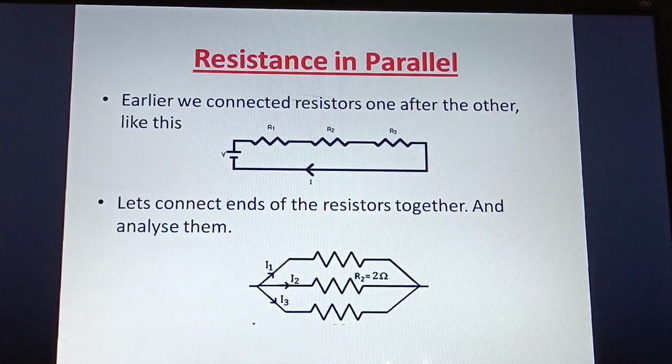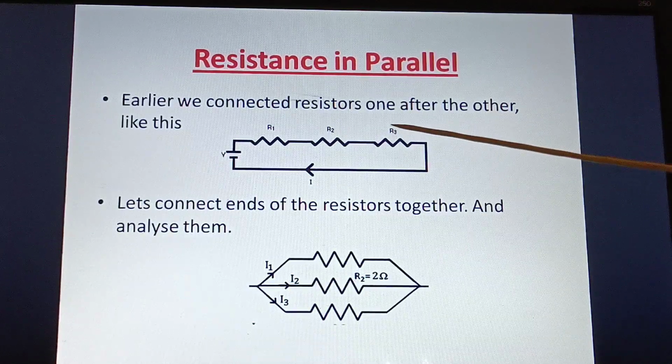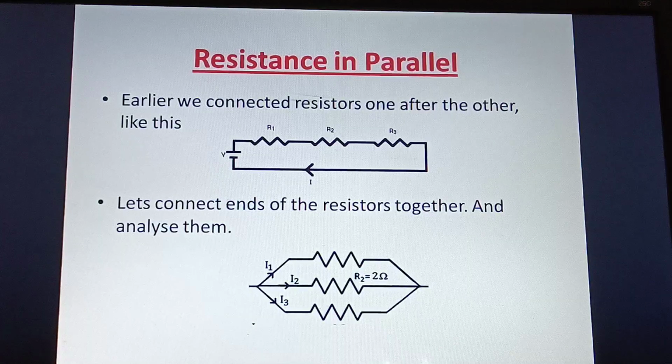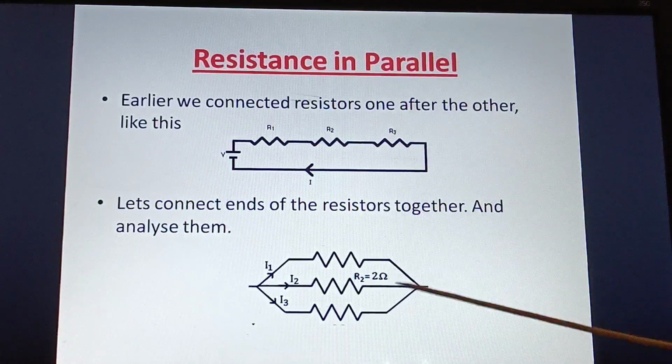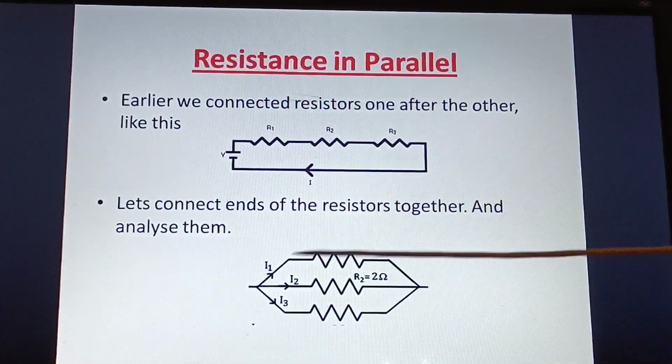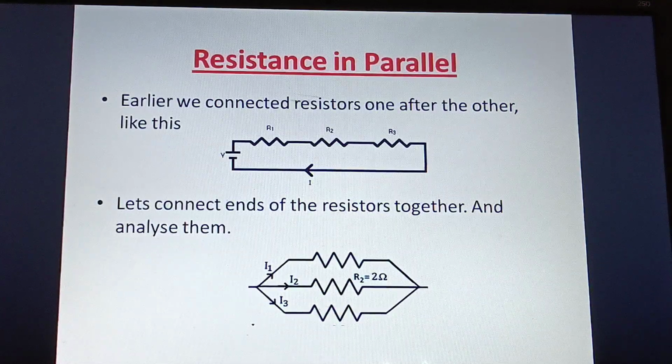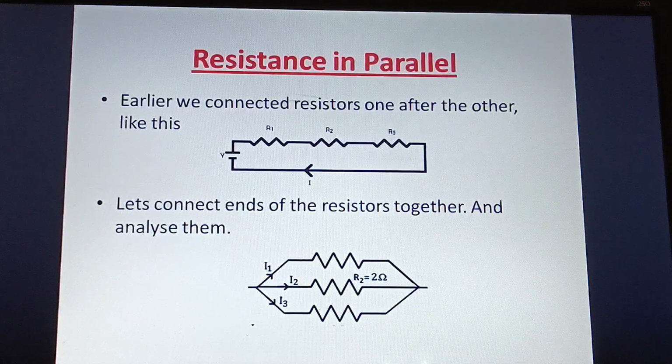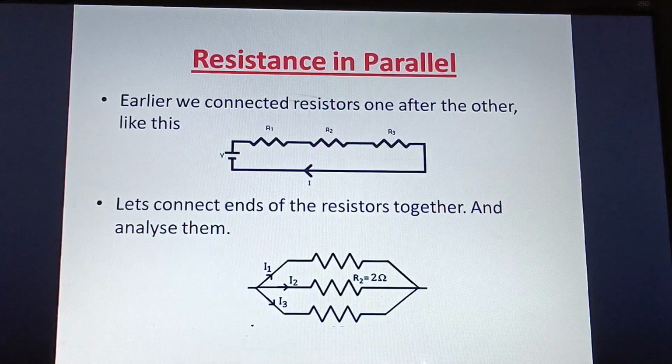In series, we had connected the resistors one after the other, isn't it? Now we shall connect the resistors one above the other, but the ends are the same, at the same points. Now what is resistance in parallel? The definition is: when you connect the resistors at the same ends parallelly, we call it resistance in parallel.